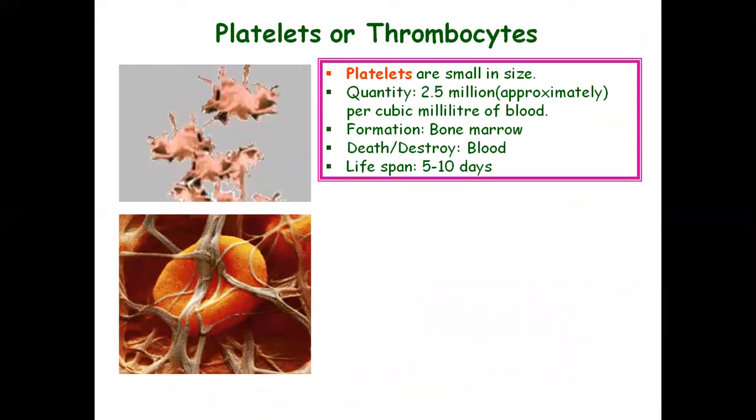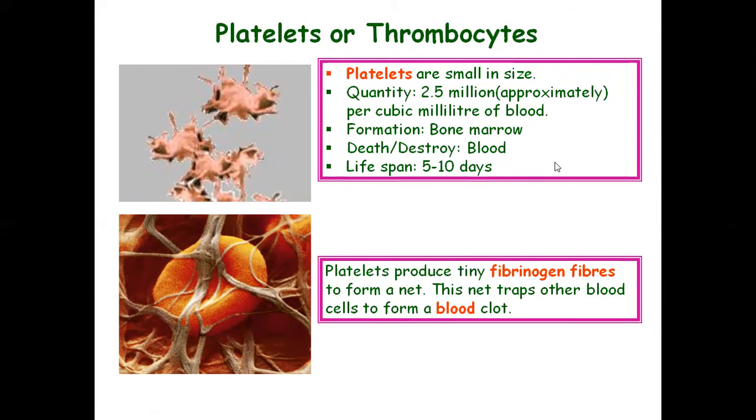Now platelets. Platelets are small in size. Their quantity is 2.5 million per cubic milliliter of blood. They are formed in bone marrow and die in our blood, and their lifespan is 5 to 10 days. So it is the smallest in size among WBC and RBC.